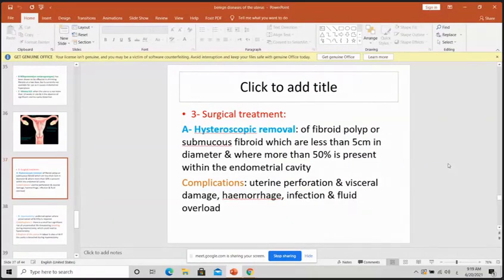Okay, what surgical options are available? First, if the fibroid is a submucosal one and more than 50% of the fibroid is present within the endometrial cavity, meaning more than half of it is bulging inside the endometrial cavity, and its size should be less than 5 cm. Here it can be excised hysteroscopically through the operative hysteroscope.